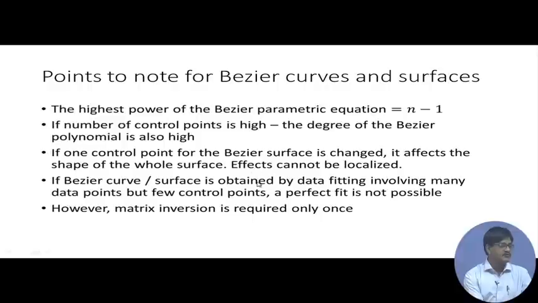And if we have data fitting, which we discussed just now, a perfect fit is not possible if you want to go for less number of control points in connection with more number of data points. However, one thing is good: once you have made the matrix inversion and obtained the control points, then if you want to make some aesthetic changes, say to the car body, then you can simply change the locations of the control points. Matrix inversion at that stage is not required.